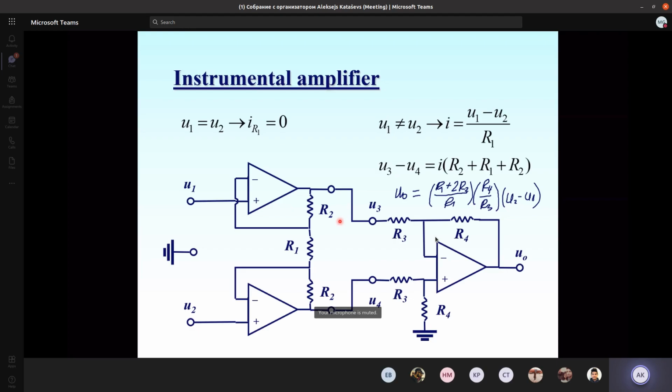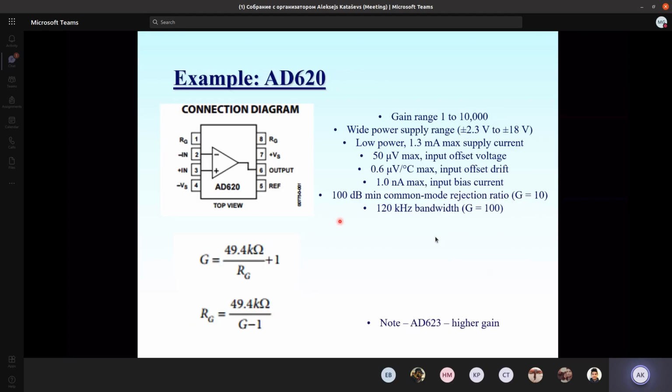An example of a single-chip instrumental amplifier is the so-called AD620. One of the examples. Please don't consider it an advertisement. But this is one of the good examples, made by Analog Devices. It's not the only amplifier on the market. The same manufacturer produces the AD623, which is superior compared with the AD620 and has higher gain.